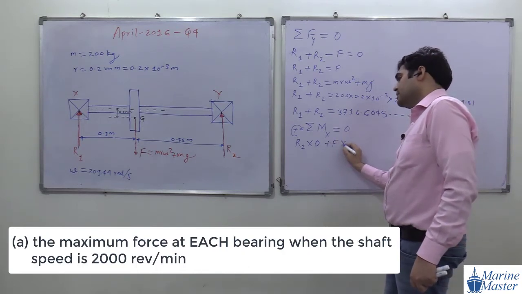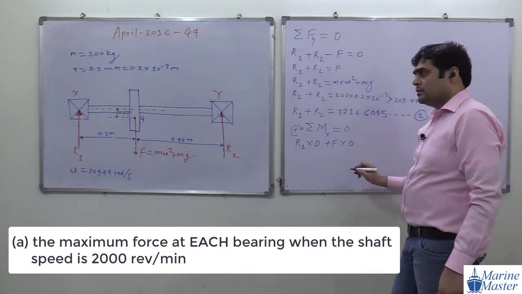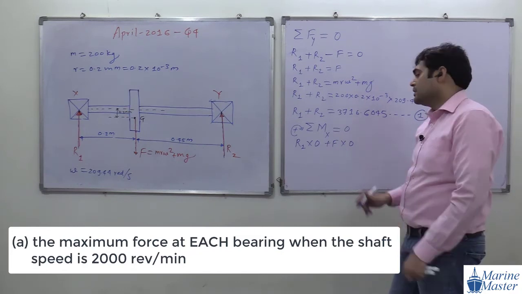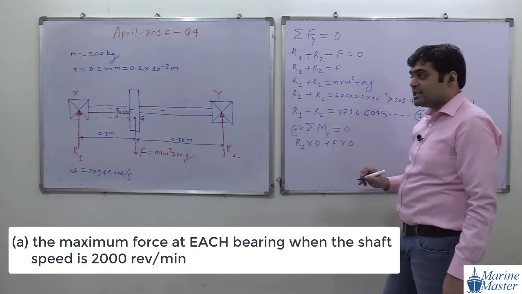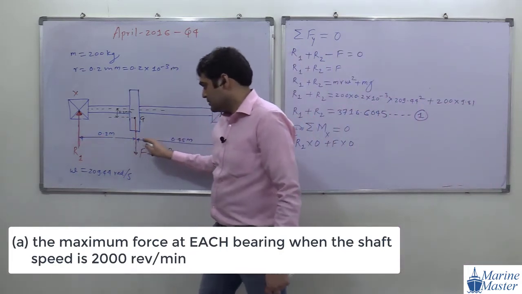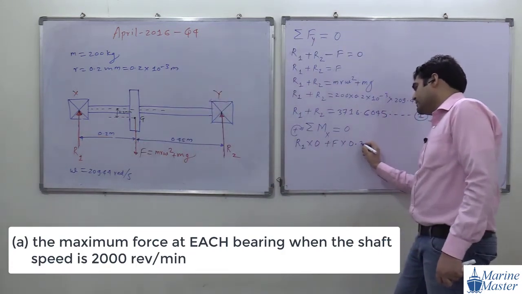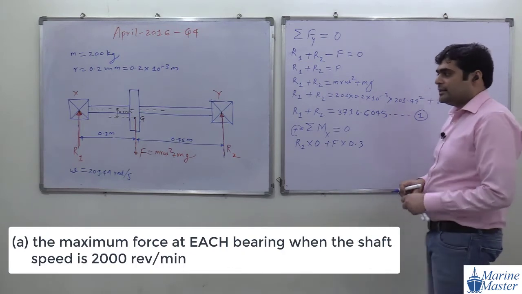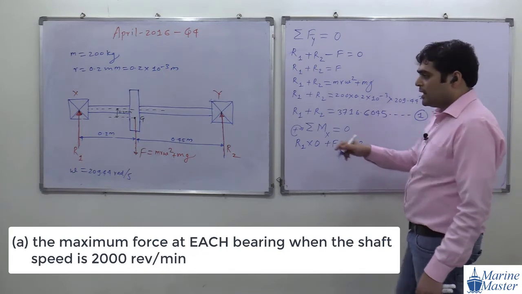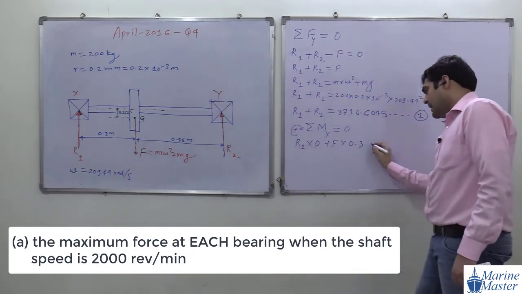Plus F into what will be the perpendicular distance with respect to x? See the perpendicular distance. 0.3. Okay, good. Then what about R2? Plus or minus? Clockwise, anti-clockwise? Anti-clockwise. Okay, minus, very good.